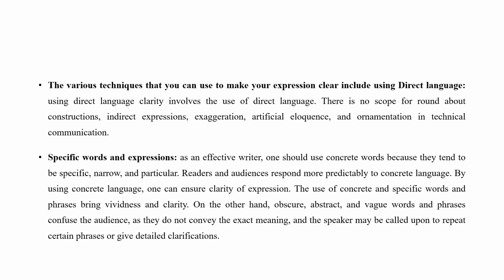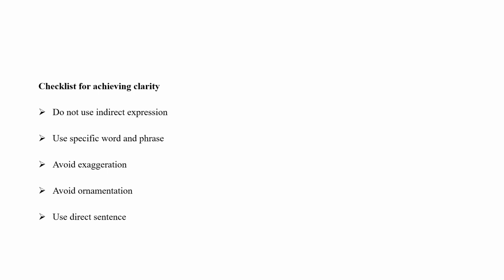On the other hand, obscure, abstract, and vague words and phrases confuse the audience, as they do not convey the exact meaning, and the speaker may be called upon to repeat certain phrases or give detailed clarifications. Checklist for achieving clarity. Do not use indirect expression. Use specific words and phrases. Avoid exaggeration. Avoid ornamentation. And use direct sentences.